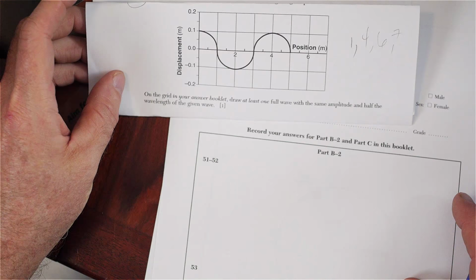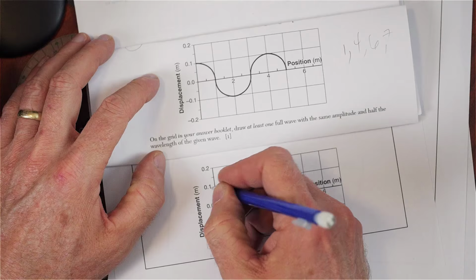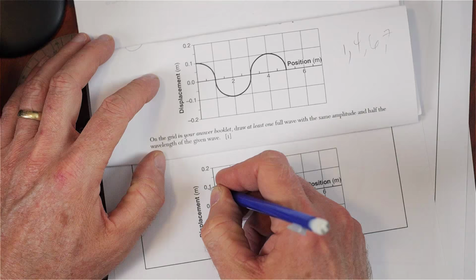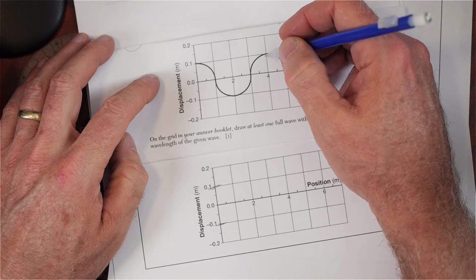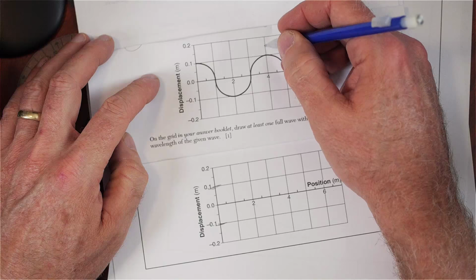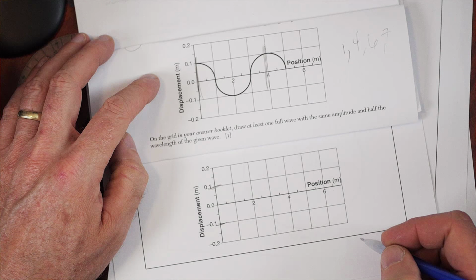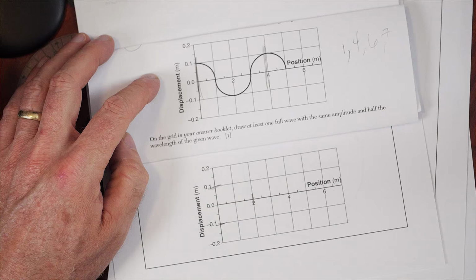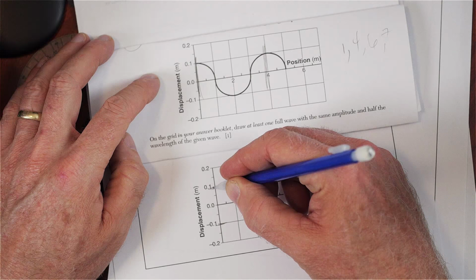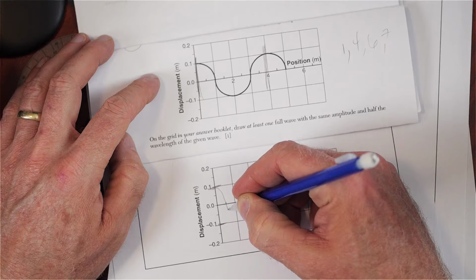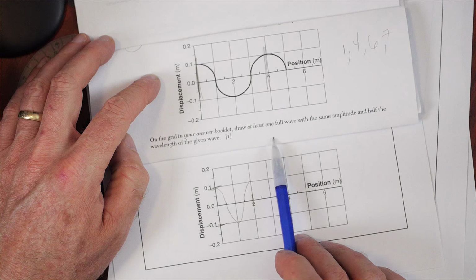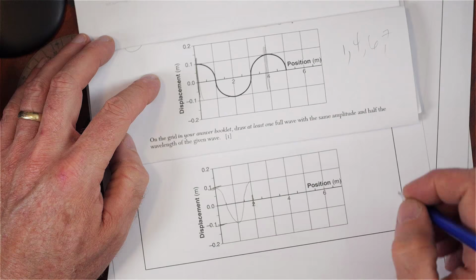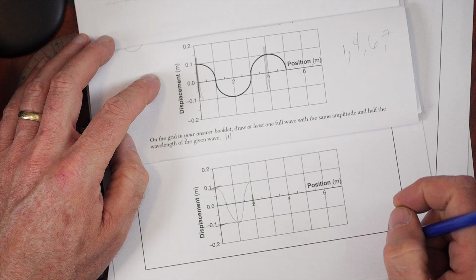Draw at least one full wave of the same amplitude, and half the wavelength. So our wavelength here is from here to here, which is 4, and this one's going to be 2. If we draw it like a cosine wave, we start up here, halfway between we're down here, and we go like that. And there we go. I've drawn one full wave. If I wanted to keep going I could, if I wanted to be an overachiever. But anyways, there you go. Same amplitude, half the wavelength.